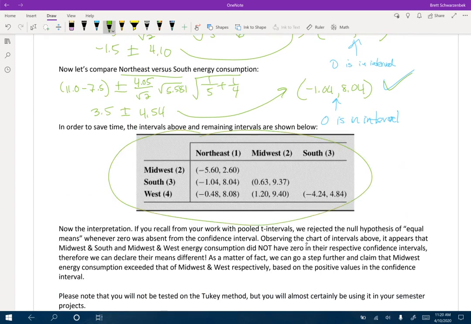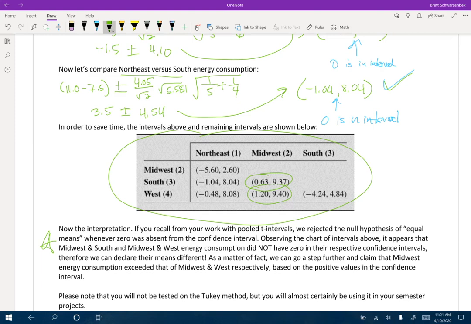Okay, so I'm going to read the interpretation. It says right here, if you recall from the work you did with t intervals, we rejected the null of equal means whenever 0 was absent from the interval. Observe the chart of intervals above. It appears that midwest and south, and then midwest and west, which are these two, have consumptions that did not have 0 in their respective intervals. Therefore, we can declare their mean energy consumption different.